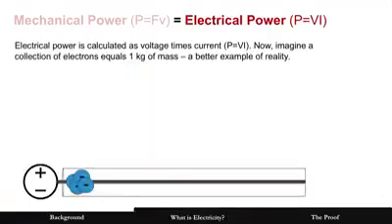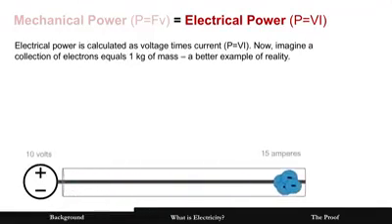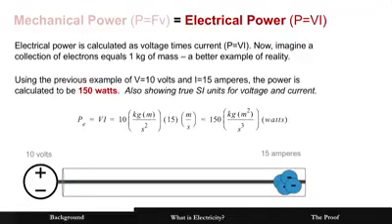Now, electrical power is calculated as voltage times current, P equals VI. Now, imagine a collection of electrons equals 1 kilogram of mass. That's much better than my example where I assumed an electron was 1 kilogram. Let's just assume the collection of these, all at 1 kilogram, all moving across 15 amperes. And this is what the equation looks like. And again, we get to 150 watts for that power. It's 10 volts times 15 amps.